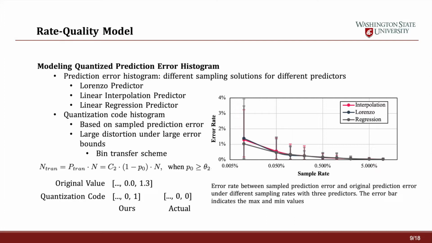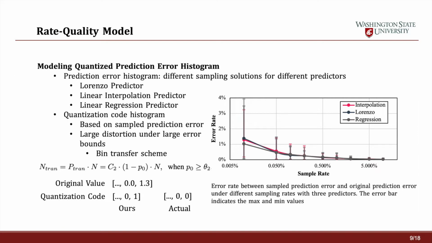And then the quantization code histogram can be computed based on the sampled prediction error. However, on large error bounds, it will actually have a large distortion because in the sampling, we use the original value to predict all the other values. However, in real prediction-based lossy compression, it will actually use the predicted value to predict the next value for consistency in the decompression phase. So that will cause a difference.